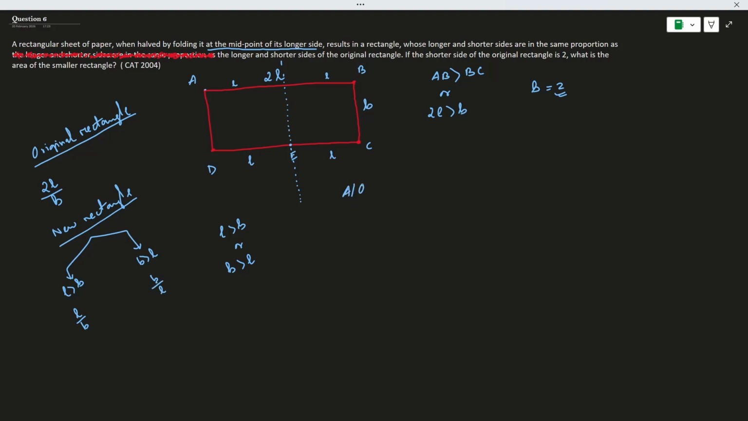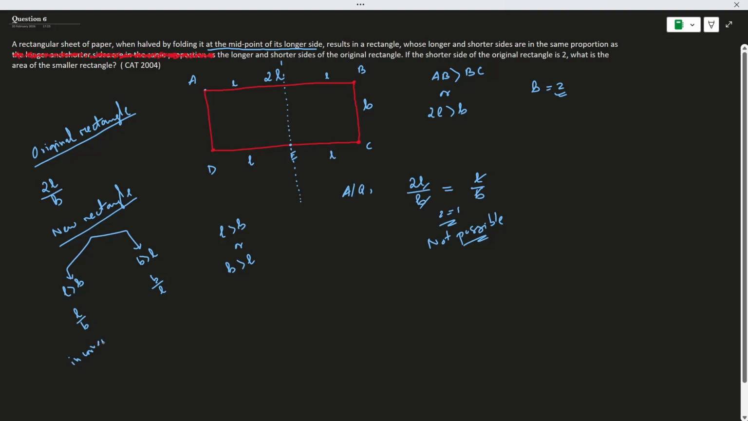As per the question, we are told that 2L by B, the ratio of the longer and shorter sides of the original rectangle, is the same as the ratio of the longer and shorter sides of the new one. So L by B. Is this possible? B, B, L, L, so 2 equal to 1. This is not possible. So our assumption that L is greater than B is incorrect. So the only possibility is the other case. So 2L by B is equal to B by L. So B square is equal to 2L square.